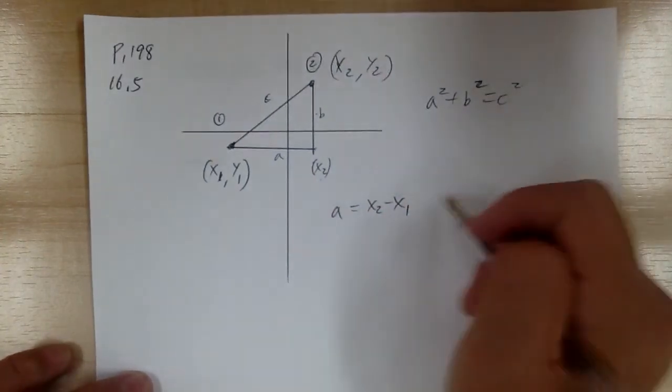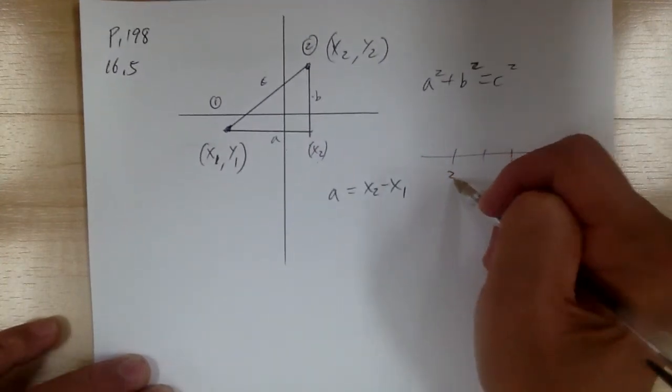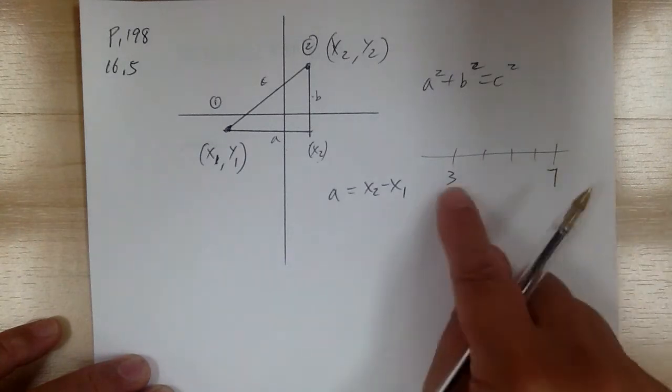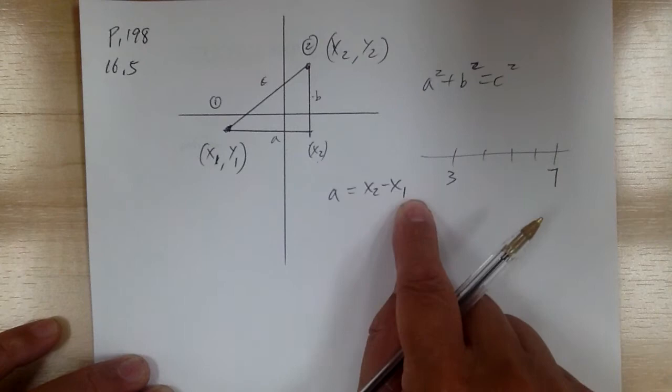Just think about a number line. Let's say you have 3 here and you have 7. What's the distance between them? Well, 7 minus 3, right? Use the end minus the beginning and that will give you the distance. So use the end minus beginning.